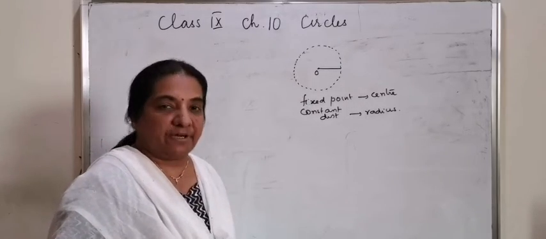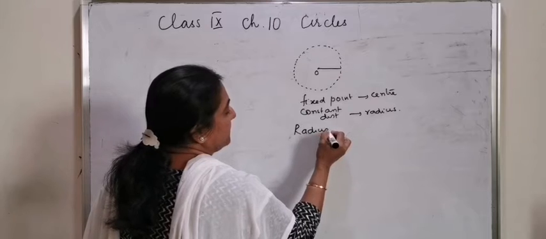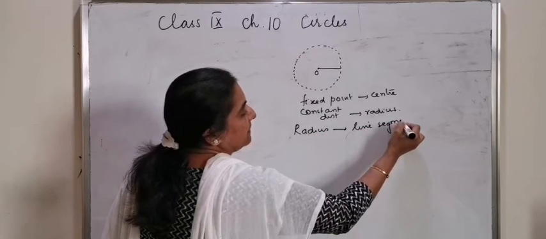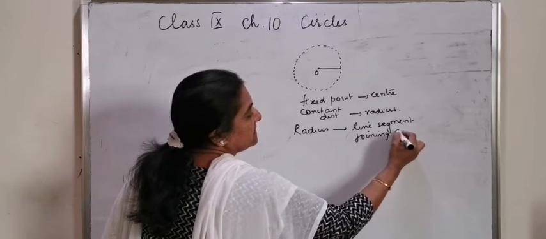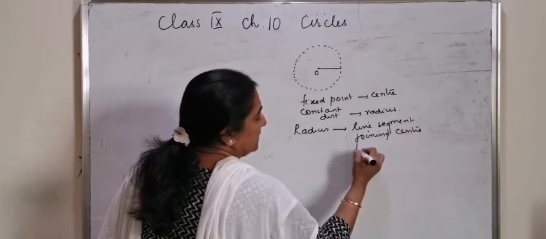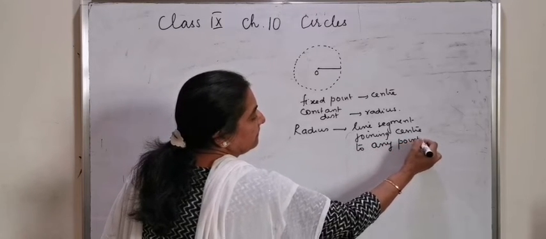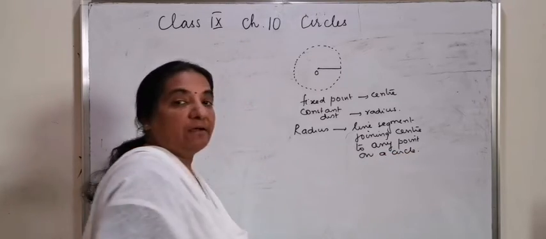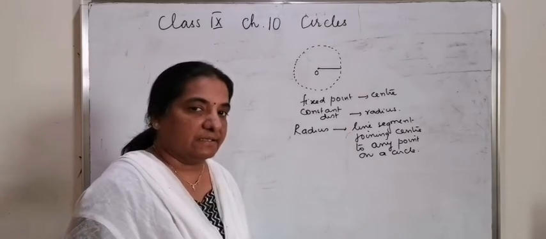So how do you define radius? Radius is a line segment joining the center to any point on a circle. There are infinite radii for a particular circle.